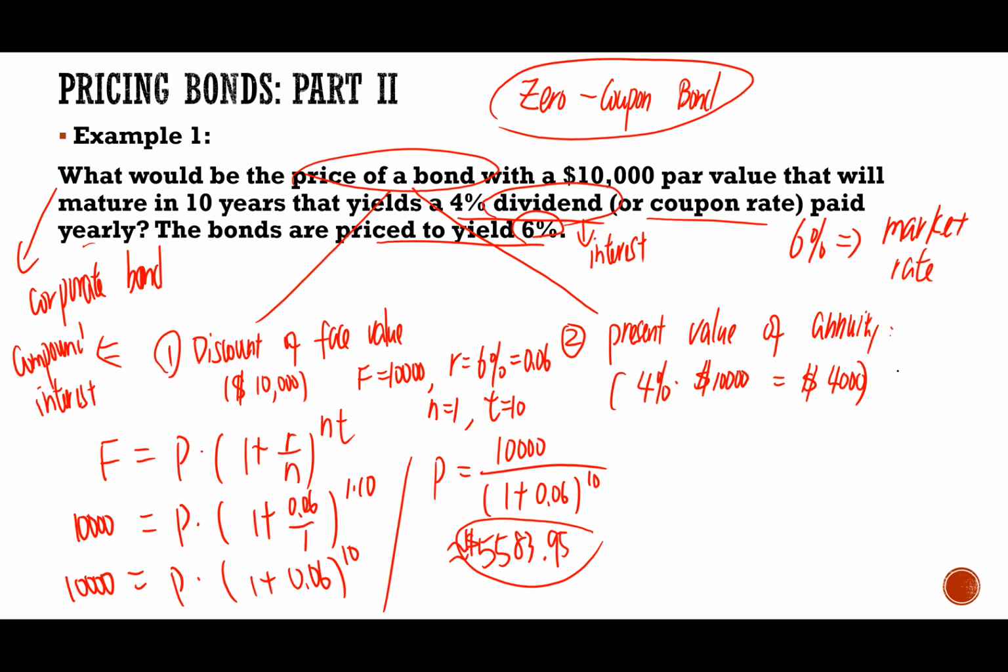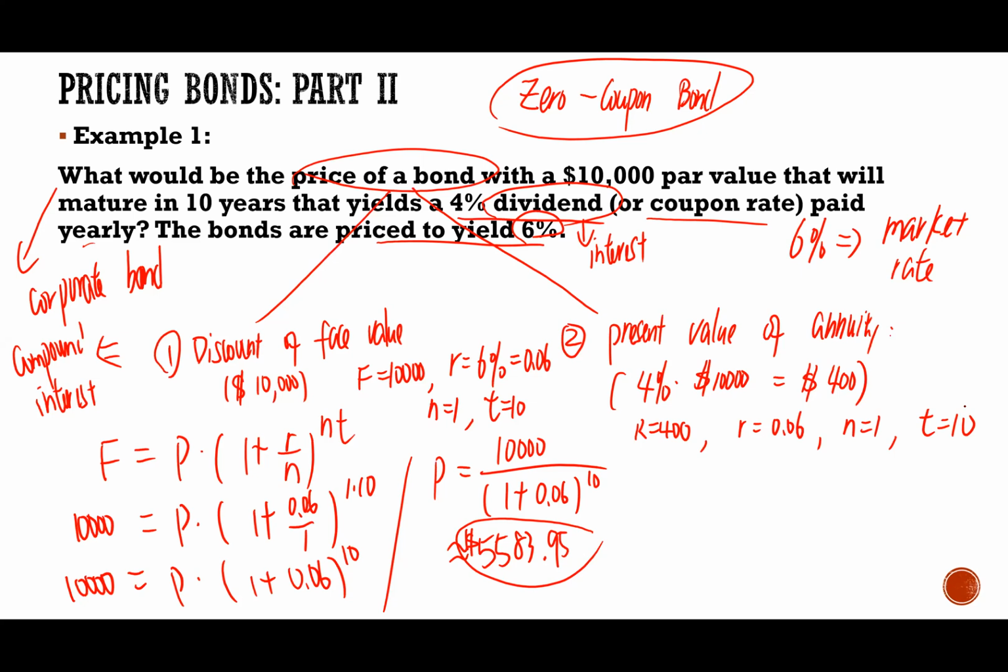So we know that the regular payment here must be 4,000. 4% of 10,000? No, 400, right? Not 4,000. My bad. Just $400 per year, but you receive that every year for 10 years. Okay, regular payment is that, and the market rate is 6%, so 0.06. The number of compounding periods is 1, and time t equals 10 years.